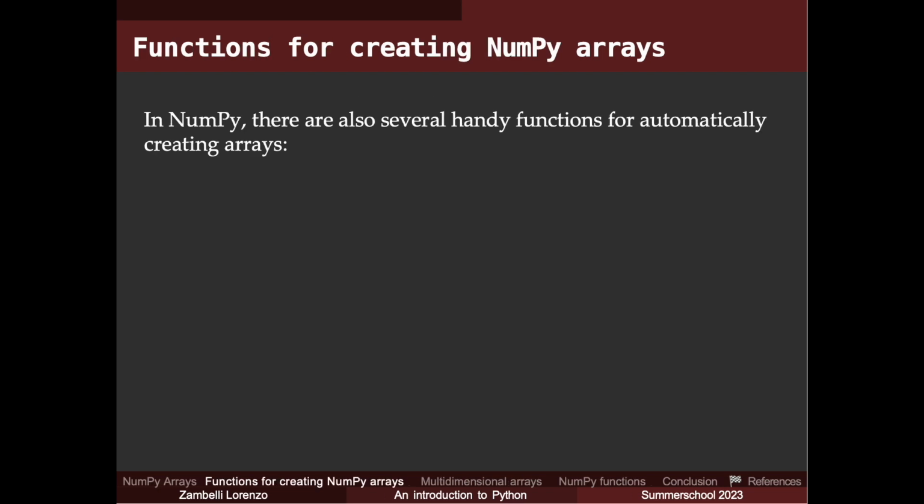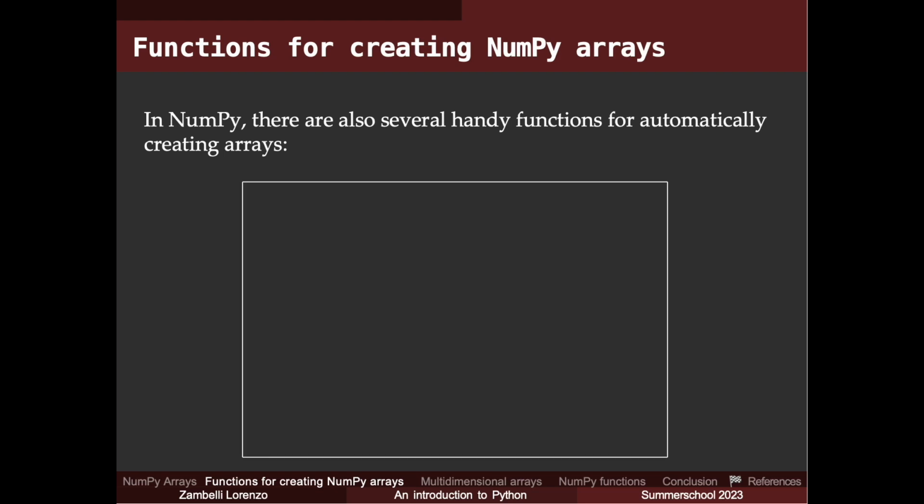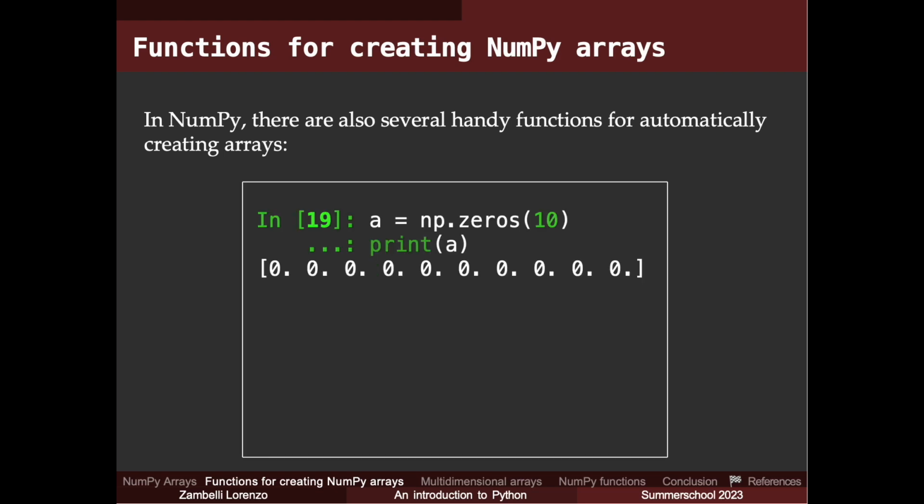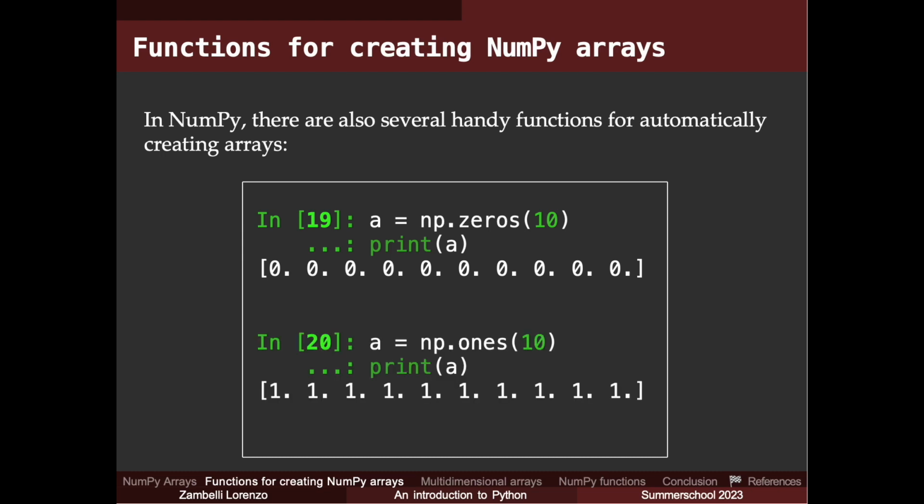So yeah, sometimes you need to create big arrays, and it is not convenient to write a list by hand yourself as we did before. So Numpy came to our help, and we can use some inbuilt functions like np.zeros to create a numpy array with, in this case, size 10, so 10 elements with value 0, or with ones, so a numpy array with 10 ones.